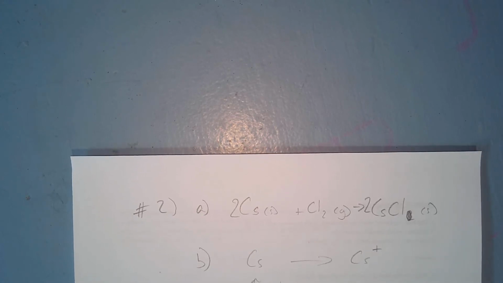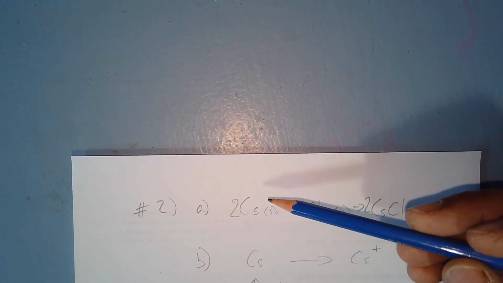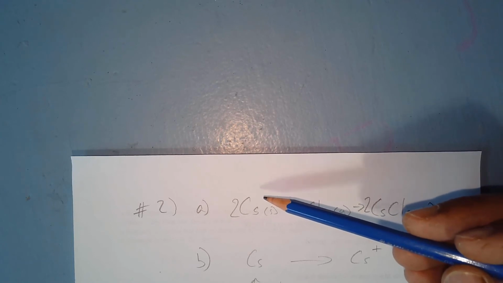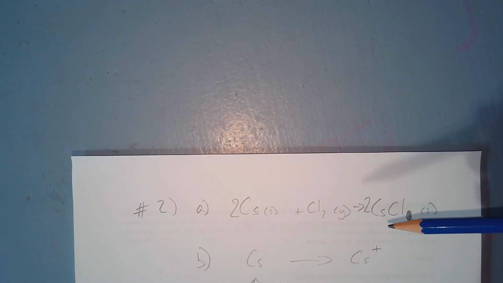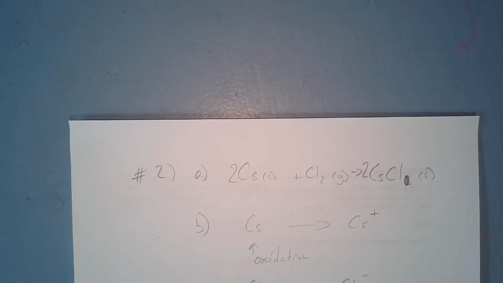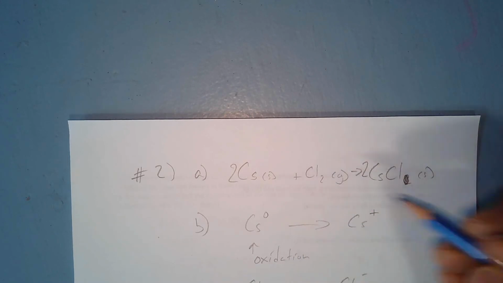It described a reaction where you've got cesium plus chlorine gas forming cesium chloride. So there's the reaction. They give you all the materials, and you just have to balance it. The way you figure out what is being oxidized and what is being reduced is by looking at the oxidation number. Because cesium is in the elemental form here, that's going to be a 0, and then cesium here is going to be plus 1. So that's going to be an oxidation, right? You're going from 0 to plus.